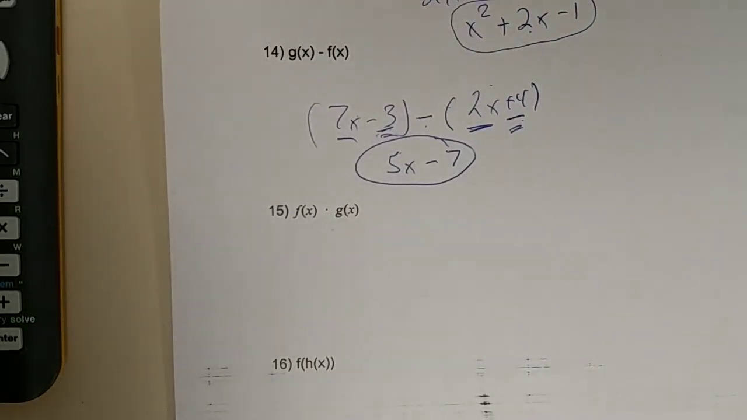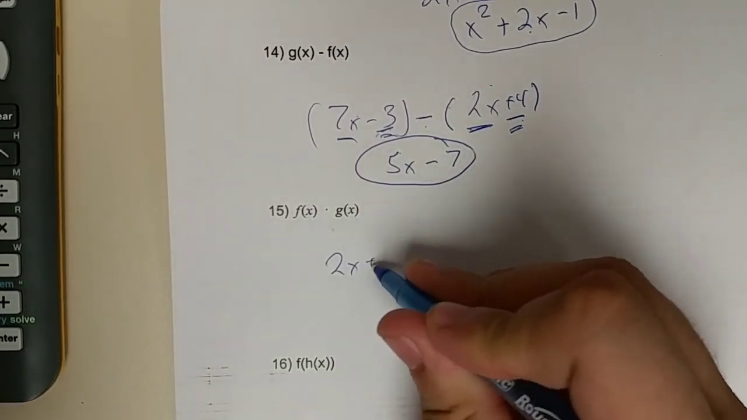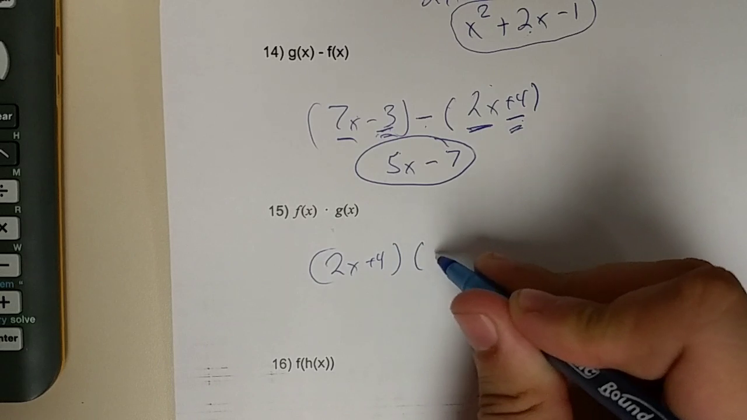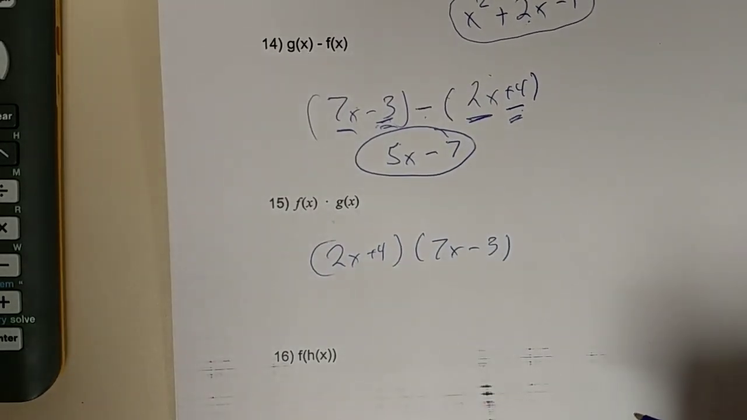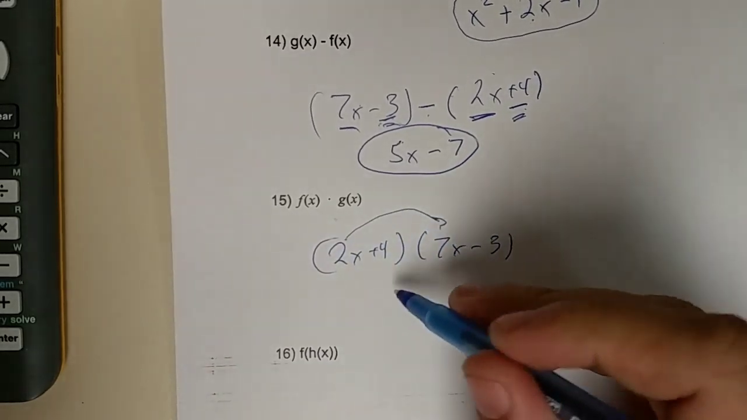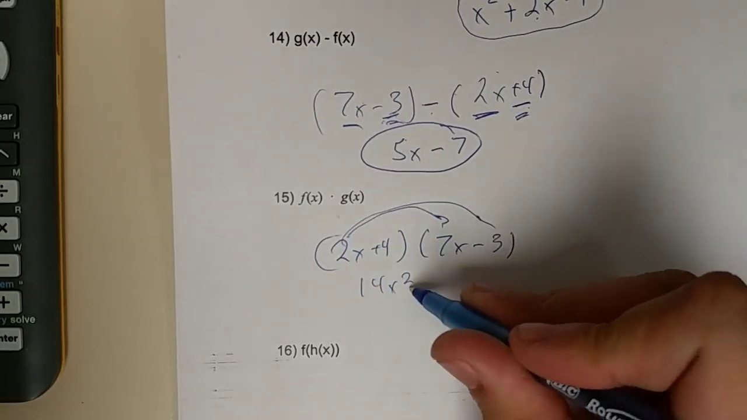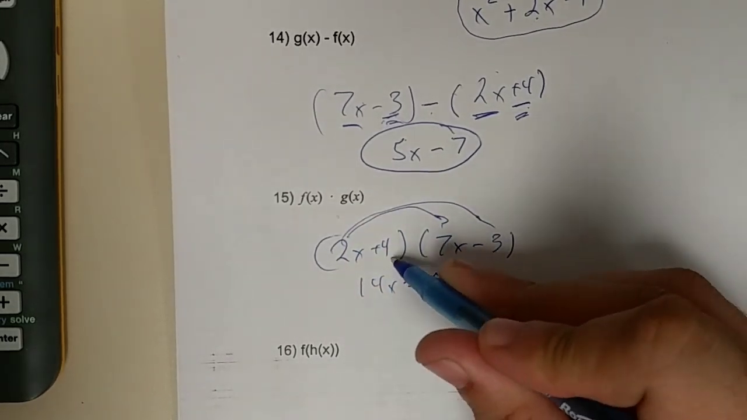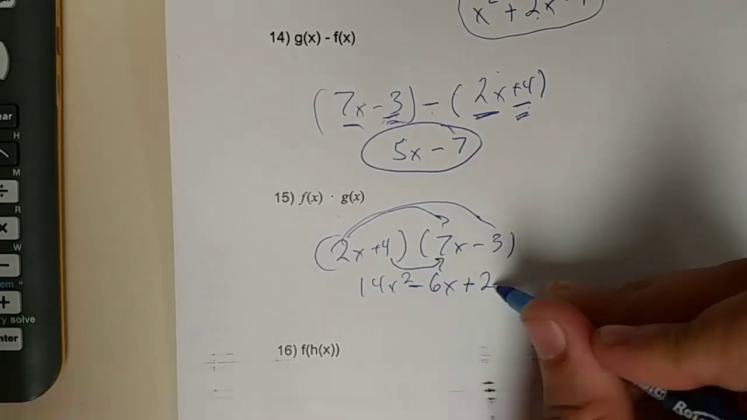All right, a dot multiplication, so we're multiplying here. F of x, which is 2x plus 4, and g of x, which is 7x minus 3. So let's do some foiling. 2x times 7x is 14x squared. 2x times negative 3 is negative 6x. 4 times 7 is going to be 28x.